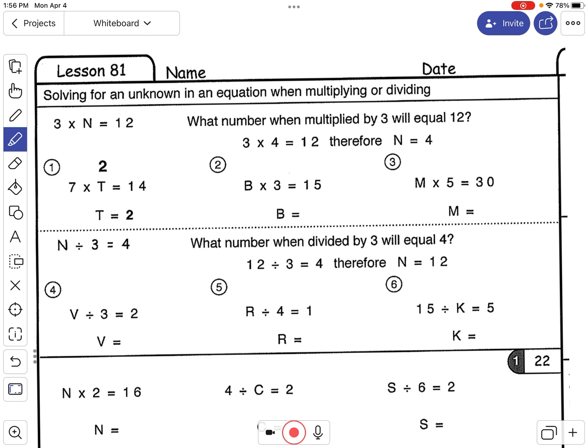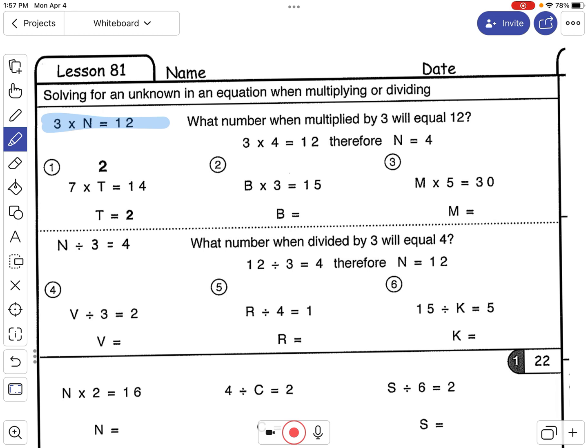We're going to be learning to solve for an unknown in an equation when multiplying or dividing. So this is algebra that you guys are learning today. Woohoo! How exciting. Take a look at our first problem right up here.